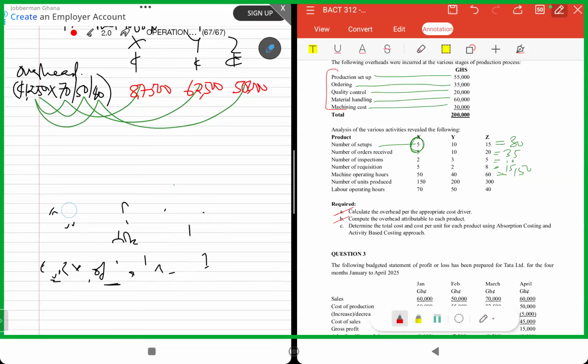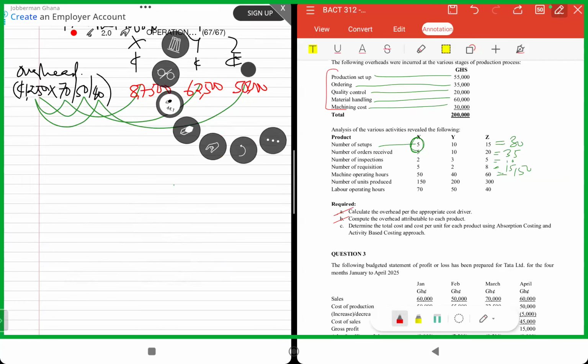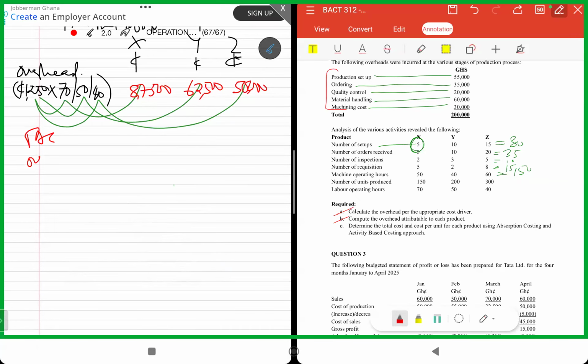So pay attention. Another way I could solve them was this. I'll not find the OAR. Another way I could have solved them was this. Traditional absorption cost and overhead. I have X, Y, Z. What is the total overhead we have? Total of all of them, 200,000.